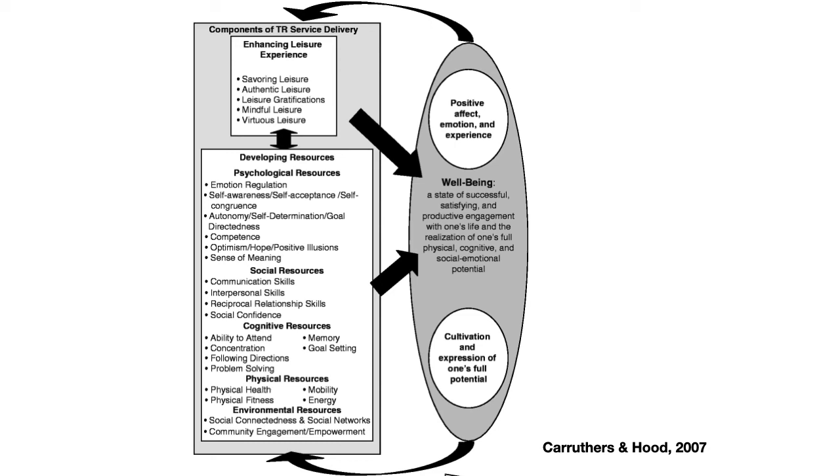And what this model describes is that by enhancing these experiences and developing these resources, we will then enhance our well-being, which is described as a state of successful, satisfying, and productive engagement with one's life and the realizations of one's physical, cognitive, and social emotional potential. In turn, this leads to positive affect and emotions and experiences that we have in the leisure context, as well as the expression of our full potential and satisfaction with our achievements. And then the model proposes that these experiences feed back into our leisure experiences and allow us to continue to build on that to further enhance our well-being.